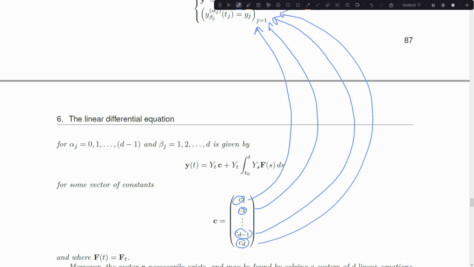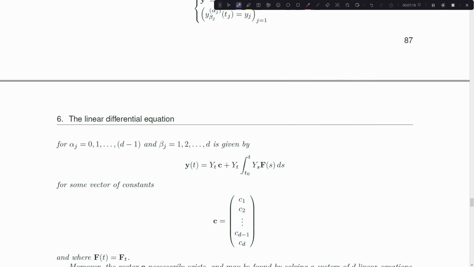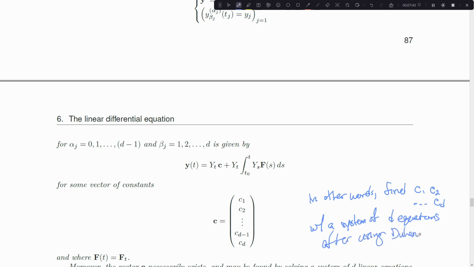If they were all initial values, then you can just use your standard initial value solution. But if they're not initial values, maybe they're boundary values, then you actually have to evaluate this, that, and that t at whatever time you're evaluating them, compute the solution, and then you have a system. In other words, find C1, C2, dot dot dot, CD with a system of D equations after using Duhamel's.